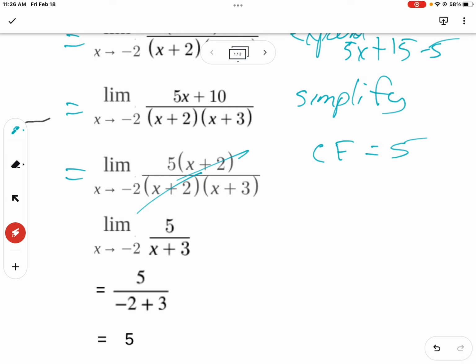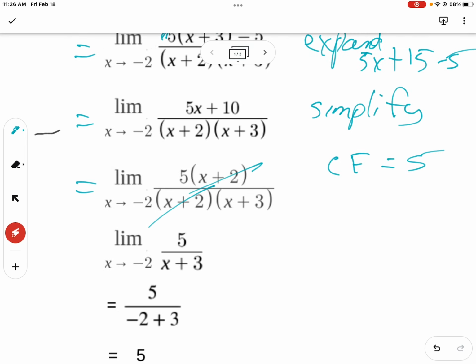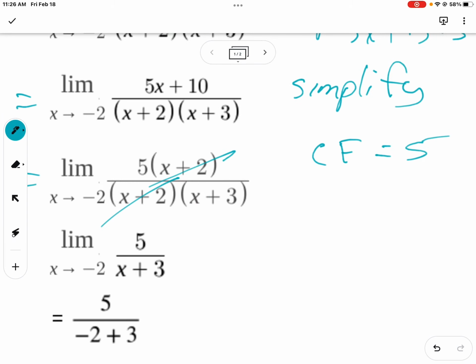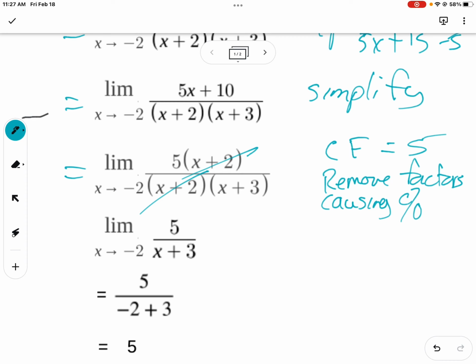Now, when these divide out to 1, how does that change this fraction fundamentally? You can see now why negative 2 was such a problem. Negative 2 plus 2 is 0, and negative 2 here plus 2 is 0. So I've got 0 over 0. What we're doing here is removing the factors causing 0 over 0.